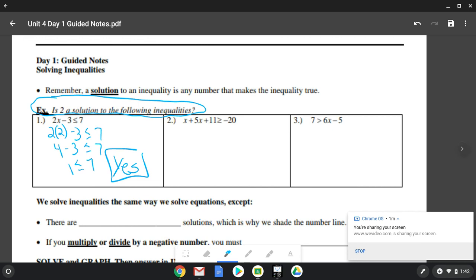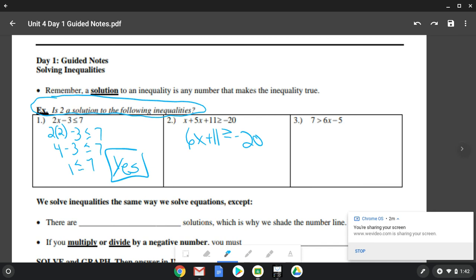If we take a look at number 2, we would combine like terms. So that's 6x plus 11. And then we subtract the 11. We get 6x is greater than or equal to, I think that's negative 20 minus 11 is negative 31. Divide by 6. Oh, no. I forgot to plug in 2. My bad. Let's go back.